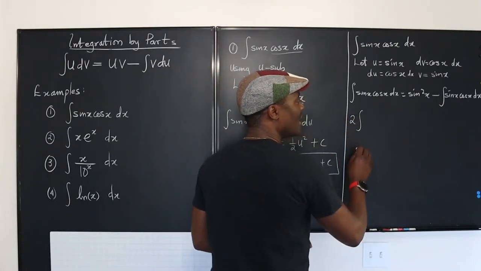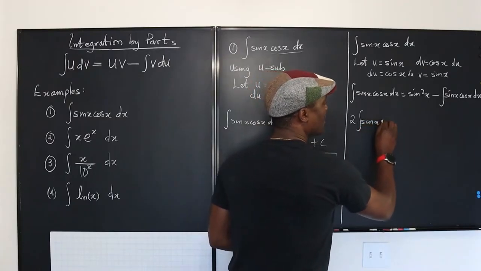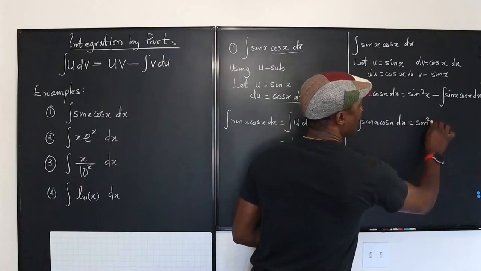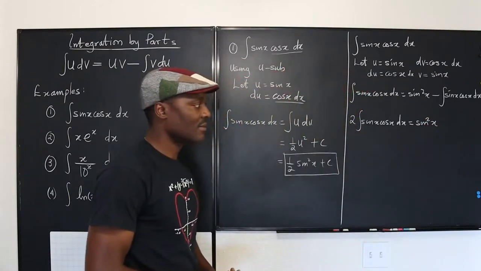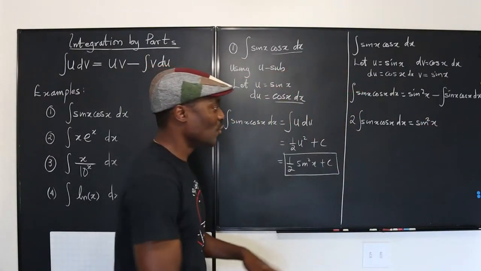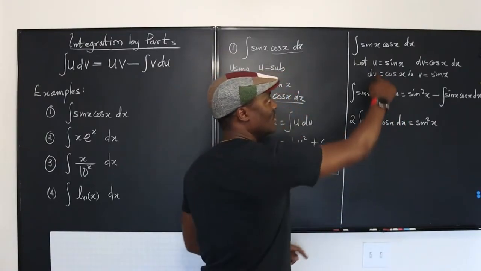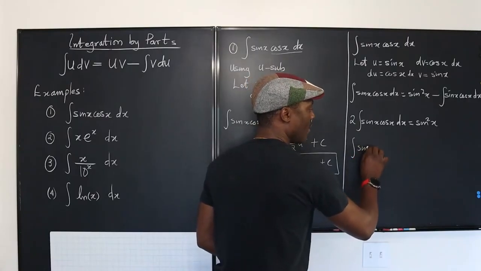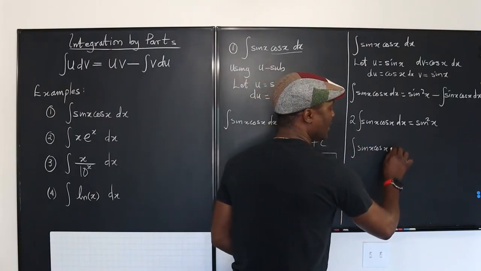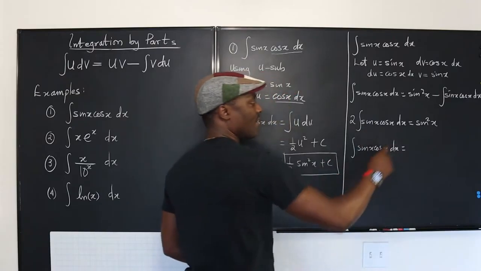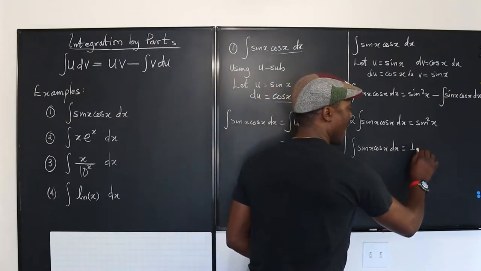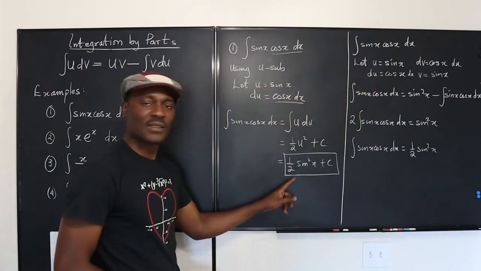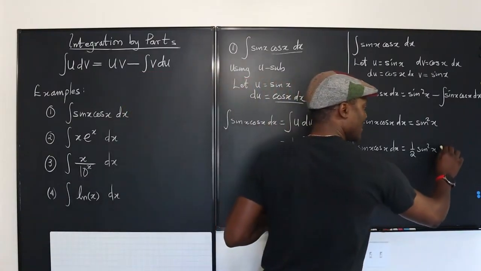2 times the integral of sine x cosine x dx will be sine squared x. See how beautiful that is? So what is the solution to this problem? It's going to be that the integral of sine x cosine x dx, well, divide everything by 2, you're going to get 1/2 of sine squared x. Does it look like this? Yep. Plus c.